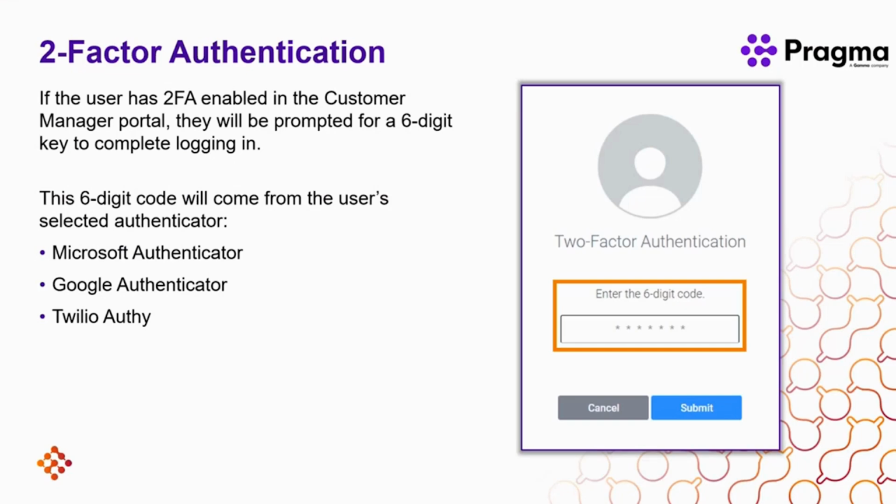So again, covered by Josh, but in analytics you get the same kind of interface. You go to log in with your details. It prompts you for the 6-digit code that you've set up in the customer user portal. And it's the same 3 authenticators: Microsoft, Google, and Twilio.